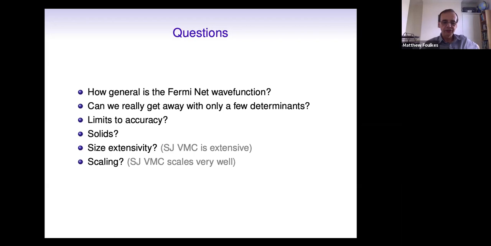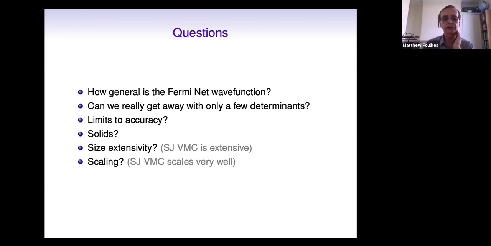Are they size extensive? In other words, if I take a bunch of helium atoms well separated and double the number of them, does the energy double? So in the small systems we've looked at so far, the results do appear to be size extensive. We can rip atom molecules apart and get twice the atomic energy and things like that. But we haven't proven that that's true.